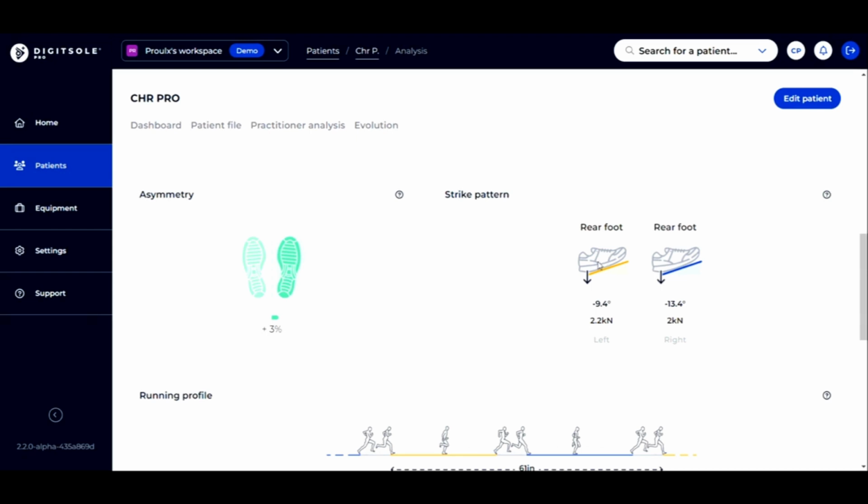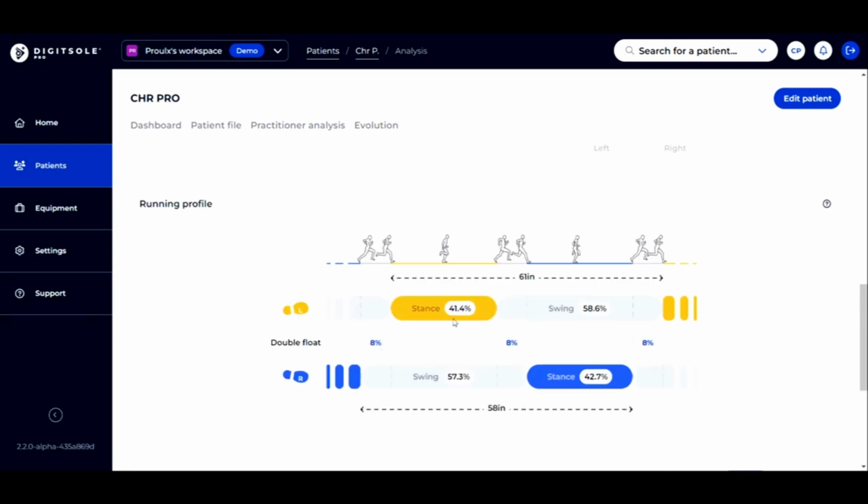The strike pattern. So this actually shows us how the person comes in contact with the ground, and it's showing us that this person is a rear foot striker, or sometimes called a heel striker. So in heel strike, you'll see it's going to be represented as a negative angle. If someone was a forefoot or toe striker, it would actually be in a positive angle. And then we can actually see the relative contact force, which is 2.2 kilonewtons on one side, 2 kilonewtons on the other side.